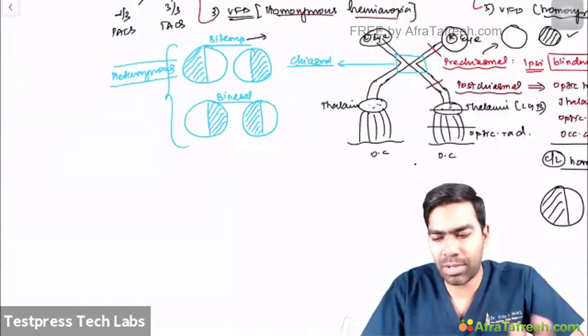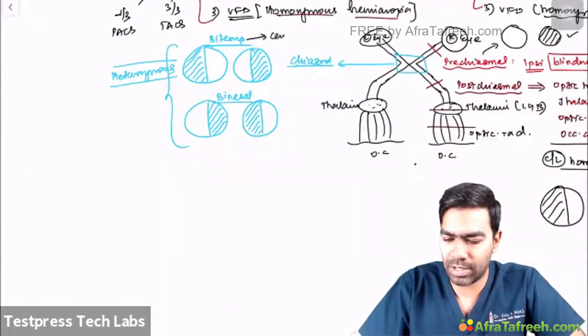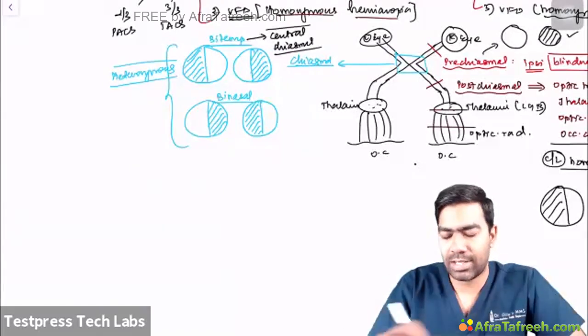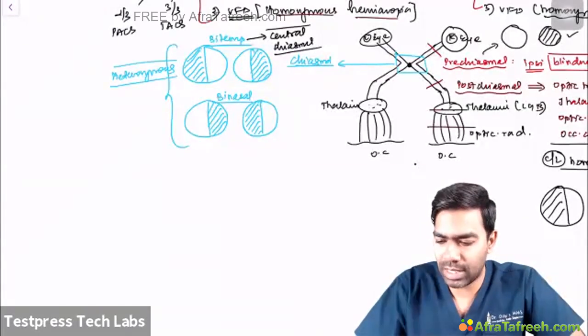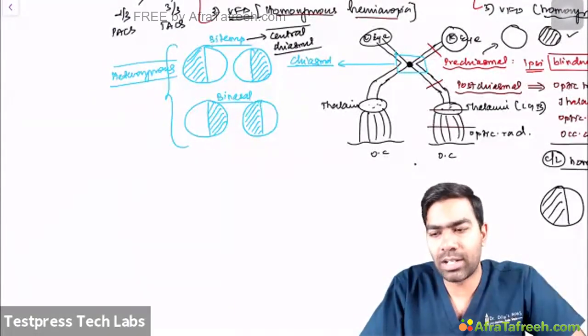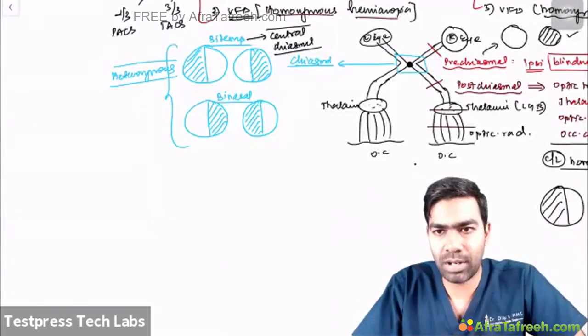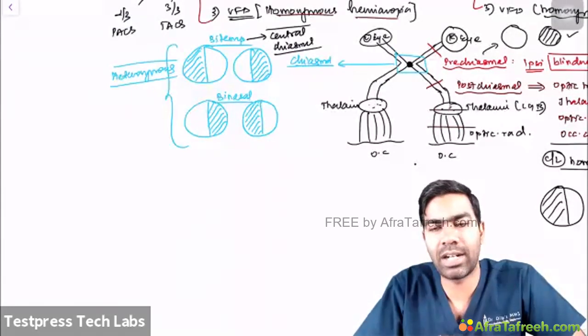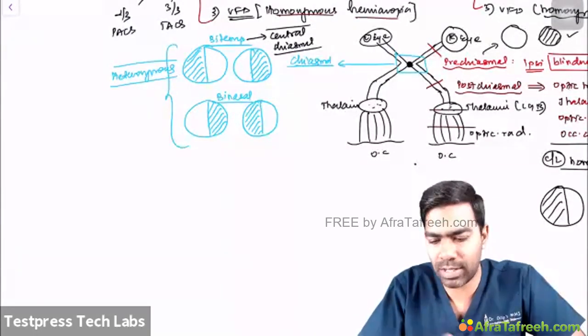So bitemporal hemianopia you will typically get in a central chiasmal lesion. We know it's a chiasmal lesion, but bitemporal hemianopia happens typically in a central chiasmal lesion, which means if the defect is in this location, you will get a bitemporal hemianopia. That's because the nasal fibers are the ones which will cross, which basically carry the temporal field of vision. So in a central chiasmal lesion, the nasal fibers will be lost. That is typically going to affect the temporal fields, and you will get a bitemporal hemianopia in that setting.